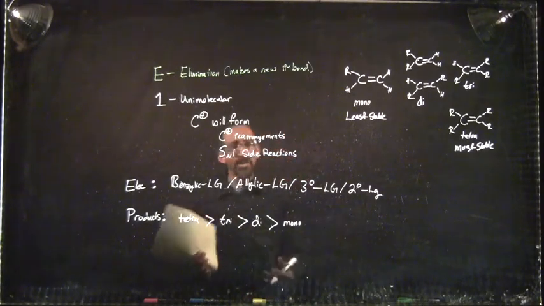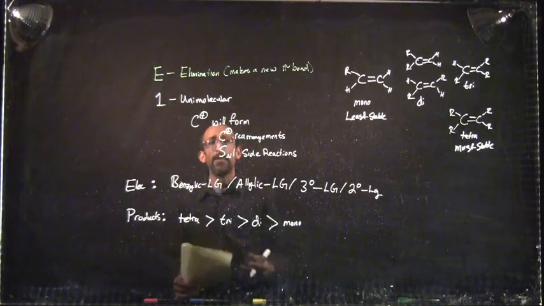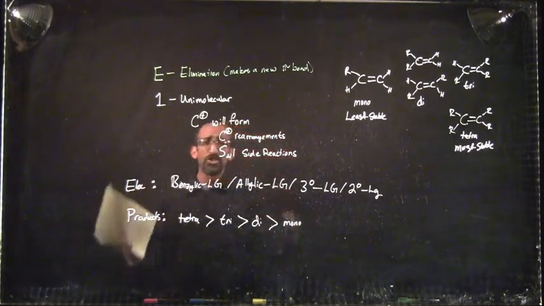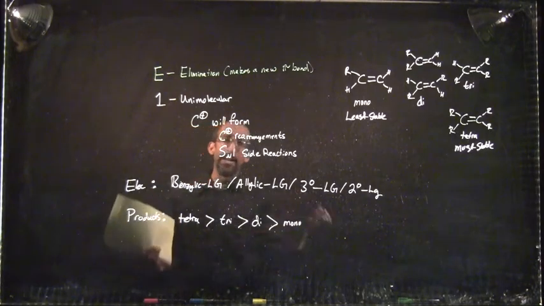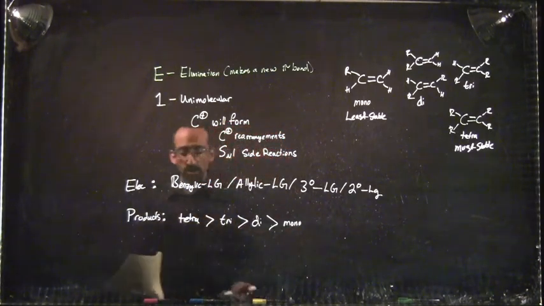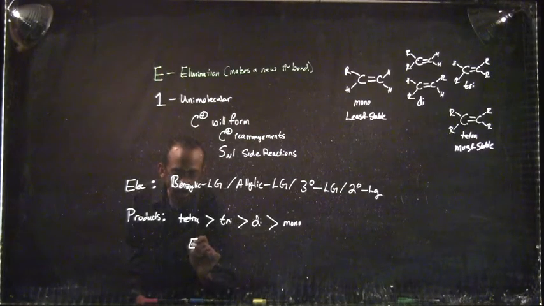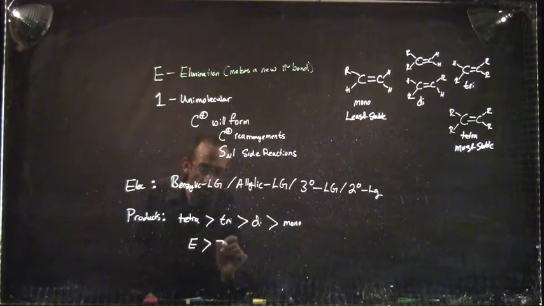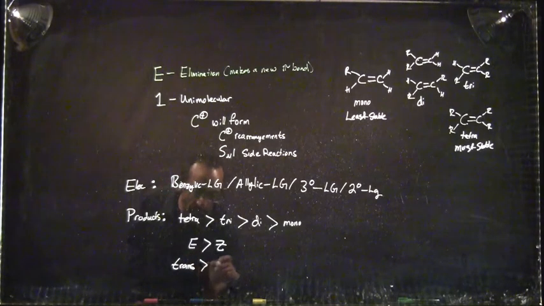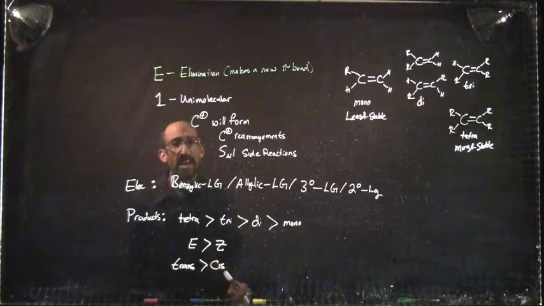Now, the last thing we need to worry about in our products is E/Z cis-trans isomerism. For steric reasons, and you can read about this more in detail in Sorrel, an E-alkene is more stable than a Z-alkene. Similarly, a trans-alkene is going to be more stable than a cis-alkene.